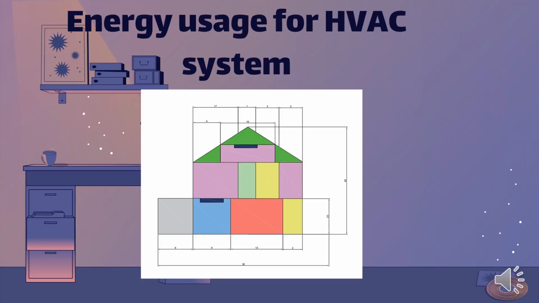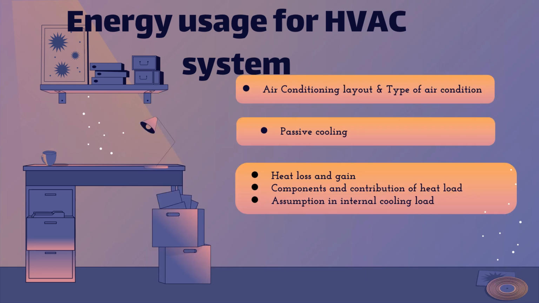This is the air conditioning layout for the building HVAC system. Next, I will be explaining the energy usage for the HVAC system, which includes the air conditioning layout, type of air conditioner, passive cooling, heat loss and gain, the component and contribution of the heat load, and the assumption in internal cooling load.